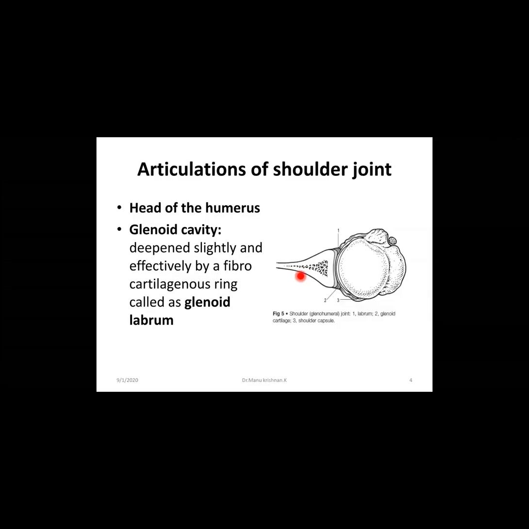So the articulations of the shoulder joint should be the first heading when you're writing in the exam. And the articulations are the head of the humerus and the glenoid cavity, which is deepened slightly and effectively by a fibrocartilaginous ring called the glenoidal labrum.